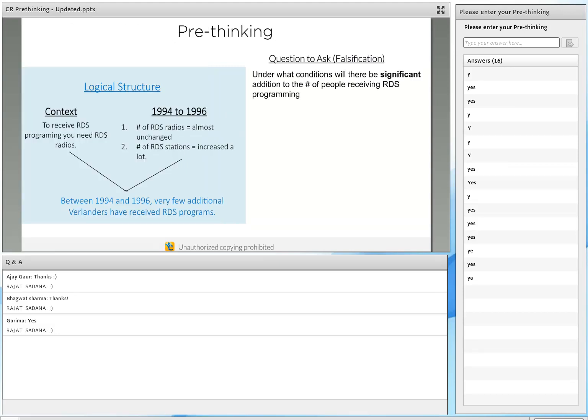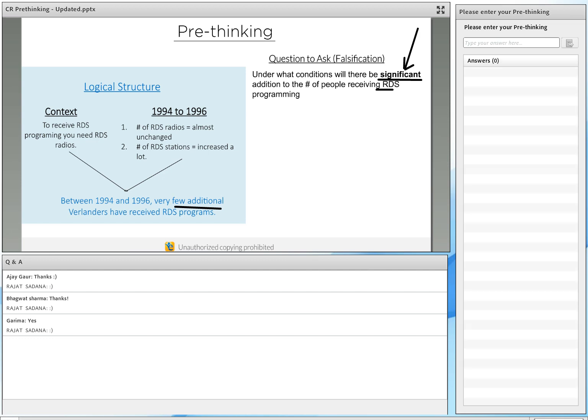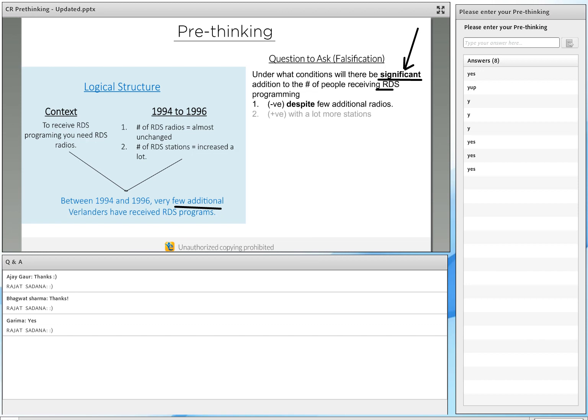So, based on this, the author arrives at his conclusion. Now, what's my falsification question? My falsification question would be, under what conditions will there be a significant addition, again, significant addition to the number of people receiving RDS programming? Remember, the conclusion said very few additional. We want to break that conclusion, which means we're going to really say significant addition. Is that part clear to everyone? Forming this falsification question is the skill that you need to learn. Once you get that, life is very simple.